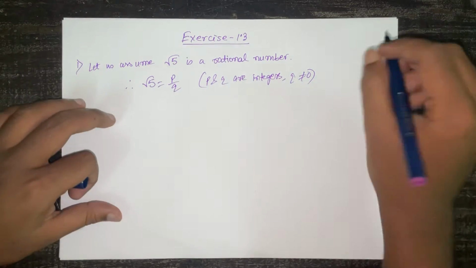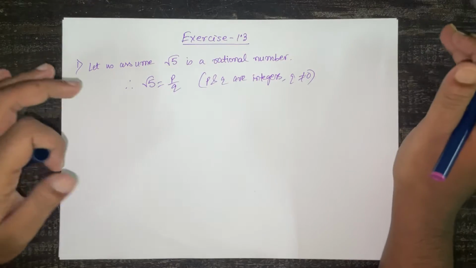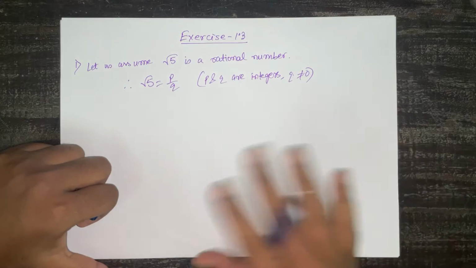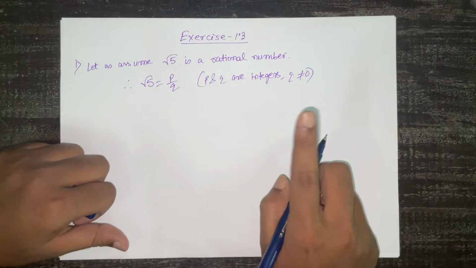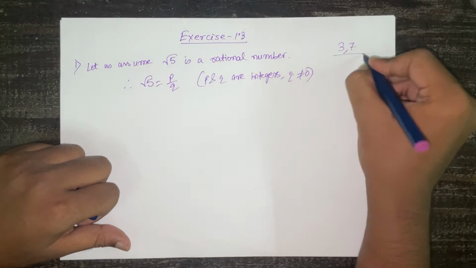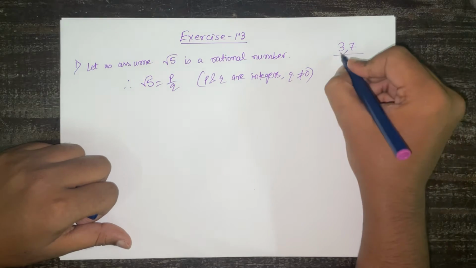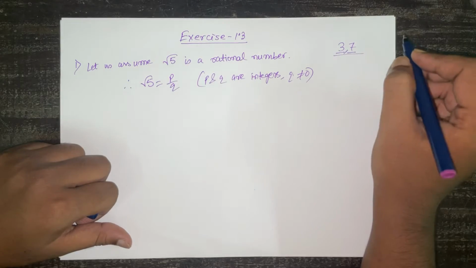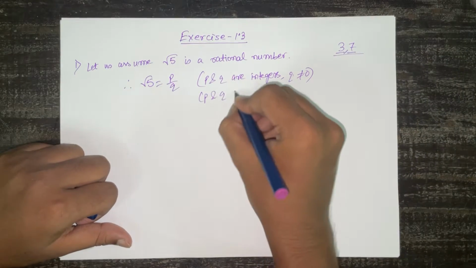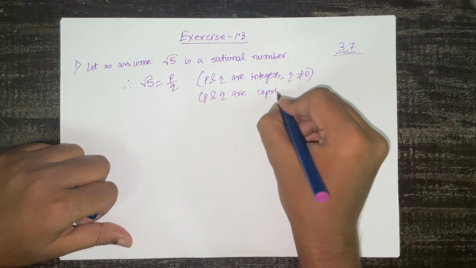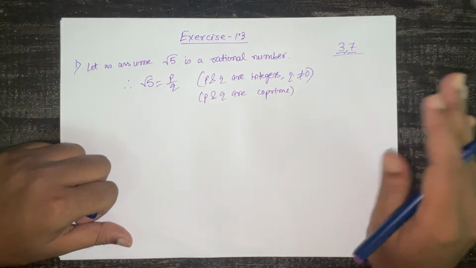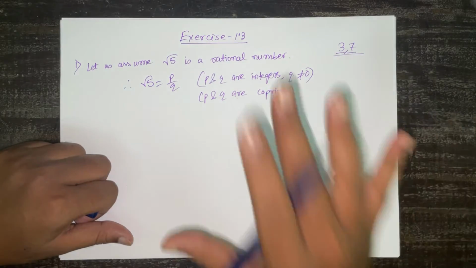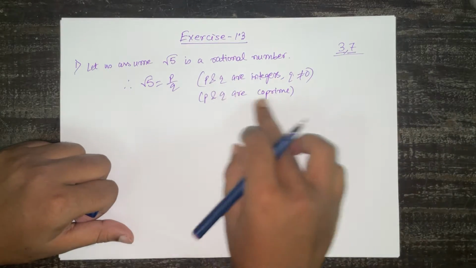By co-prime, I hope you know what a co-prime number is. Co-prime numbers are two or more numbers which do not have any common factor other than 1. For example, 3 and 7. 3 and 7 are co-prime because there is no common factor between 3 and 7 other than 1. So we'll also assume that p and q are co-prime, meaning there will be no common factors other than 1. Remember this because this is the most important part of this proof. The most important part: p and q are co-prime.